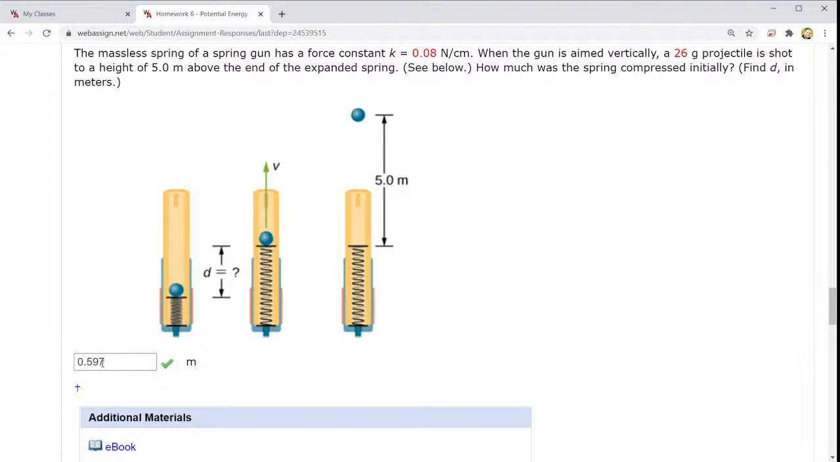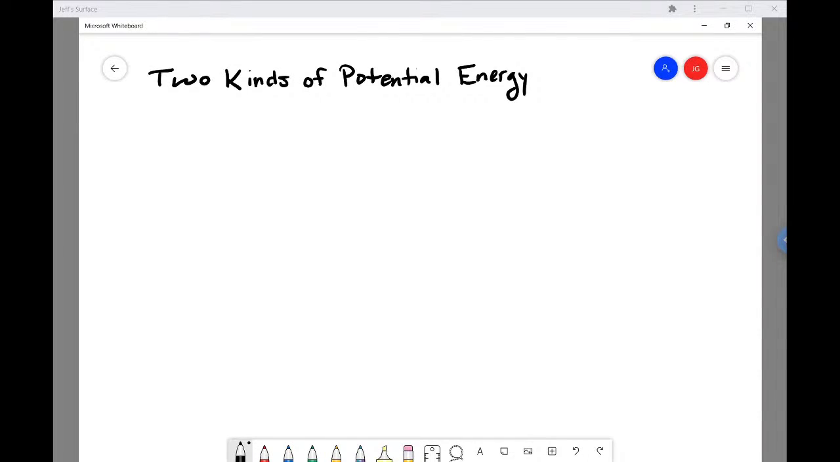And you see I found an answer here. It's about 0.6 meters. Let's take a look at how I find that answer. All right. So in this problem we have two kinds of potential energy: spring energy, or elastic potential energy, and gravitational potential energy.